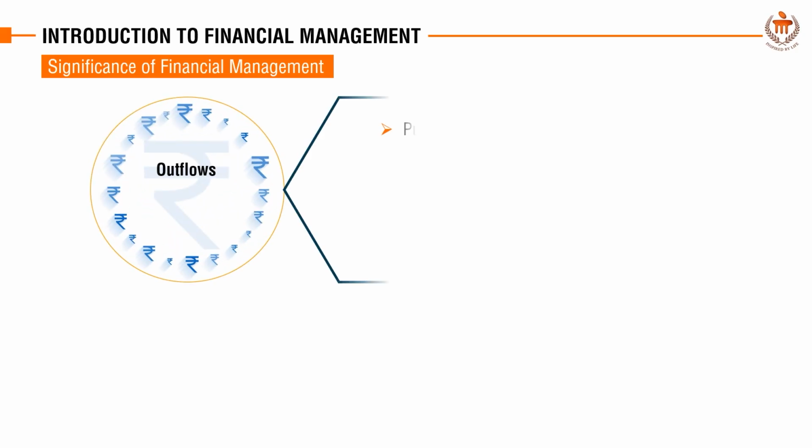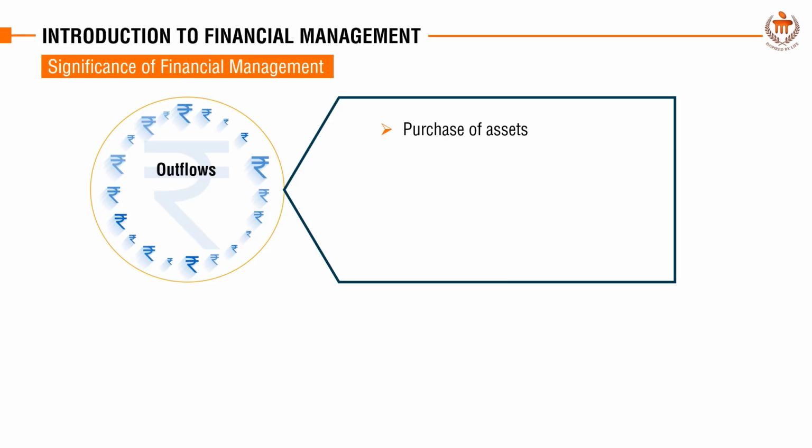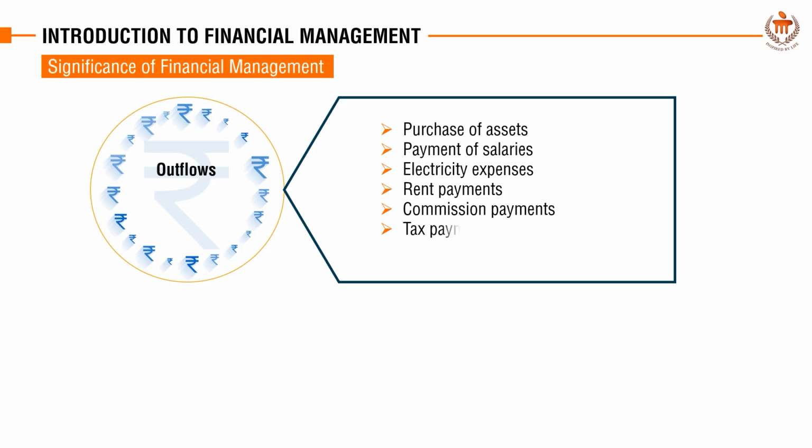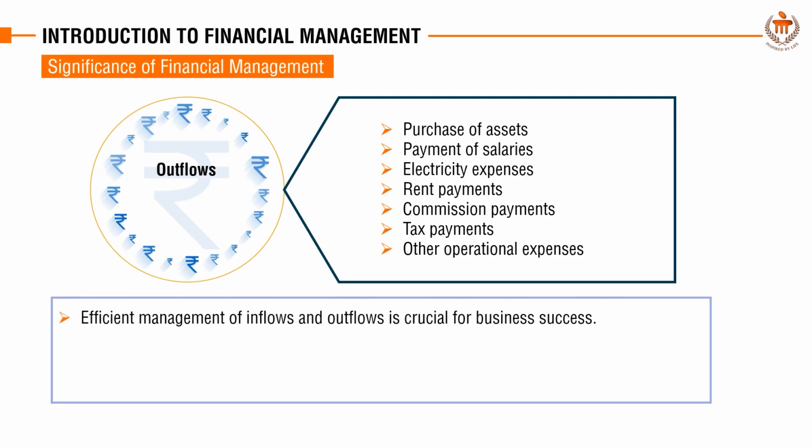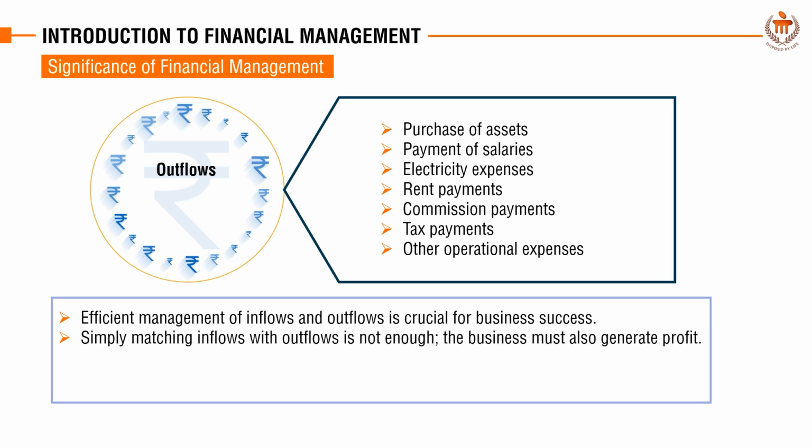Outflows. An organization has a variety of purposes for which the money is paid out of the organization. Purchase of assets, payment of various expenses like salary, electricity, rent, commission, taxes, and so on represents the outflow of money from an organization. Now, the success of a business enterprise depends on how it is able to efficiently manage these inflows and outflows. It is not enough if inflows match the outflows.